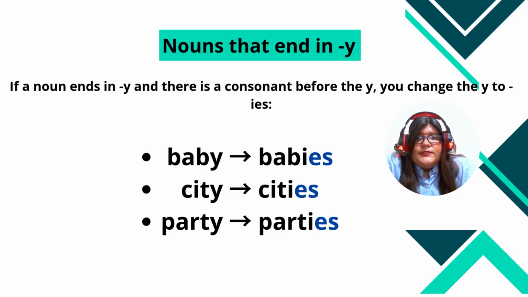And so on. If there is a consonant before the y, you change the y to ies, right? For example, the word baby. How many? One baby. But if we have more than one, like two or three, four, 100, and so on, we will say babies. City, cities. Party, parties. You see? We change the y for the ies.